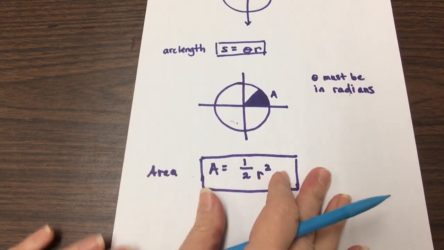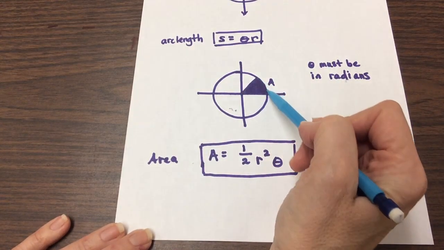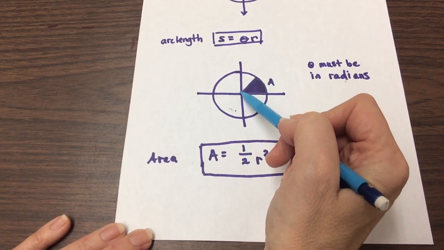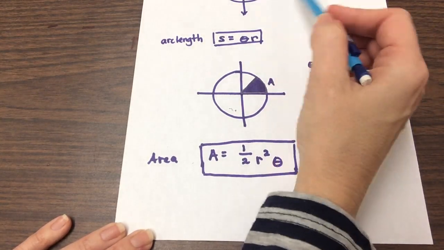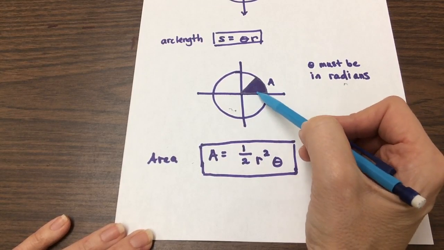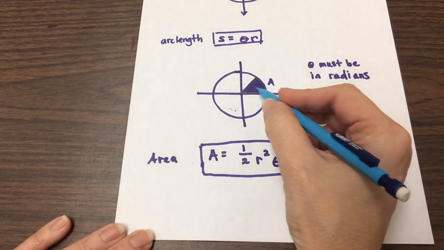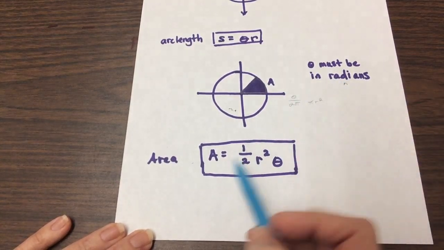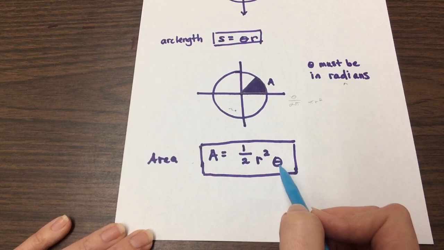Okay, area, same thing. I'm looking at a piece of pizza, but instead of looking at this arc length, I want to know the area of this entire sector. Okay, and instead of using circumference to come up with this formula, I would use area. To find the area of a circle, you use pi r squared. If I'm looking for that part of it, it would be theta over 2 pi. And if I clean that up, then I know that the area is going to equal 1/2 r squared times theta.